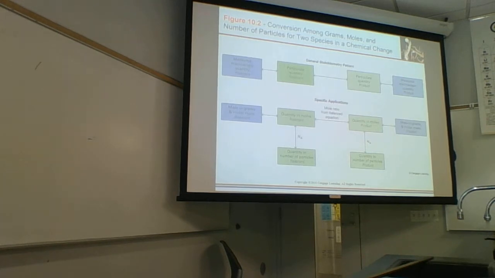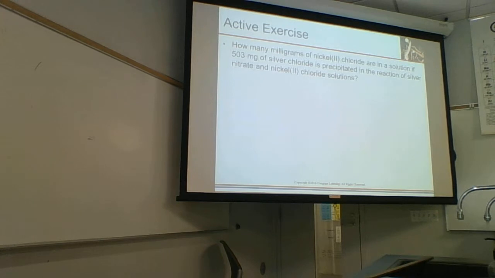So let's take a look at a typical problem. How many milligrams of nickel 2 chloride are in a solution if 503 milligrams of silver chloride is precipitated in the reaction of silver nitrate and nickel 2 chloride solutions? And so let's go ahead and get the balanced chemical equation. That's the first thing we do.